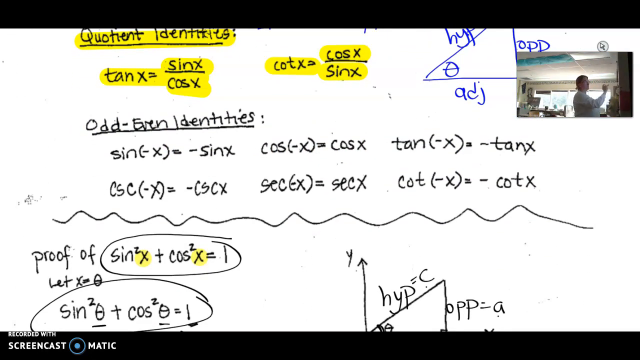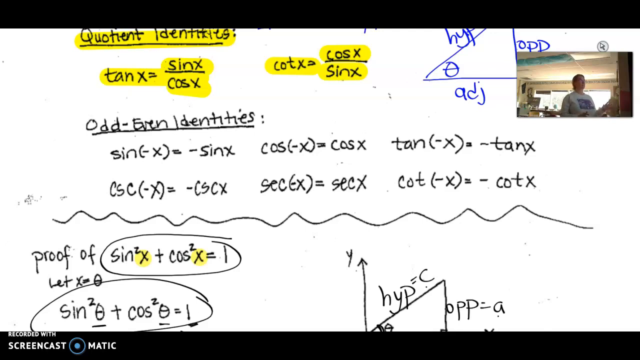Recall an even function. If you have a positive value of x and you put in a negative value of x, you get the same output if the function is even. It is symmetric about the y-axis, and odd functions are symmetric about the origin. If you input a positive value of x versus a negative value of x, you get exactly the opposite.